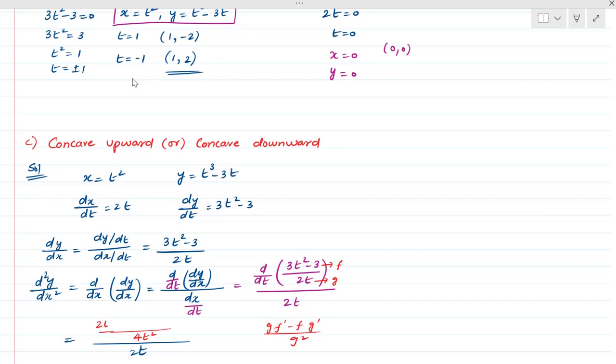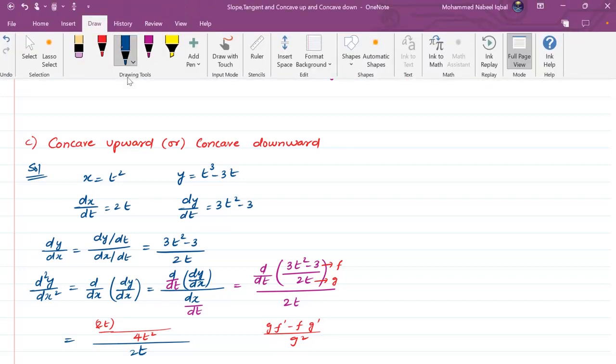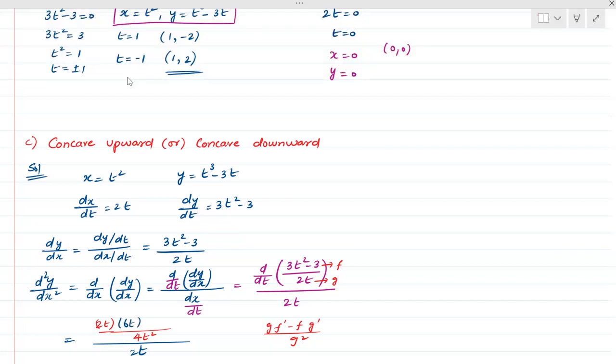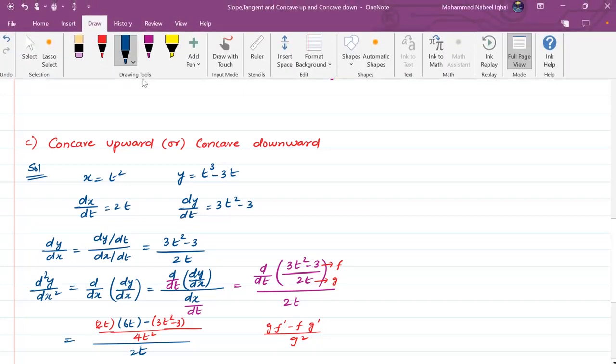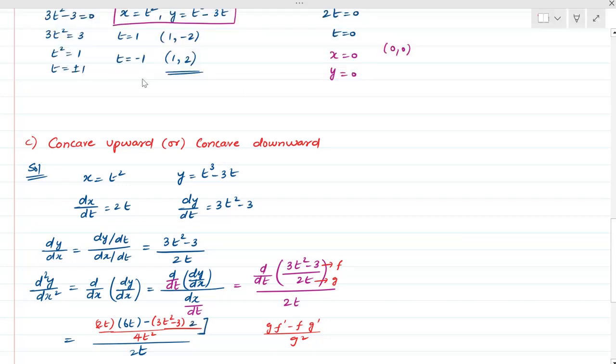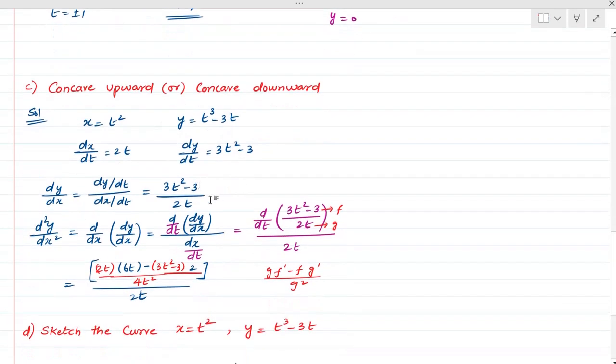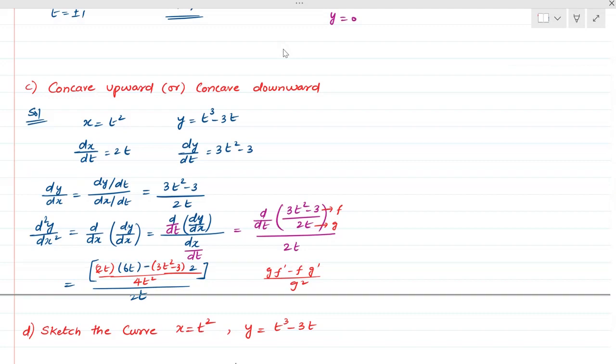So therefore 2t is common. When you differentiate the f, you will get 6t, the 3 becomes 0. Minus, f is fixed. What is the fixed value? f is 3t square minus 3, fixed. Now differentiate the g. What is the g differentiation? The g value is 2t, when you differentiate, it becomes 2. So this is the derivative of the above. Now if you simplify this one, how will you simplify? This is the simplification.